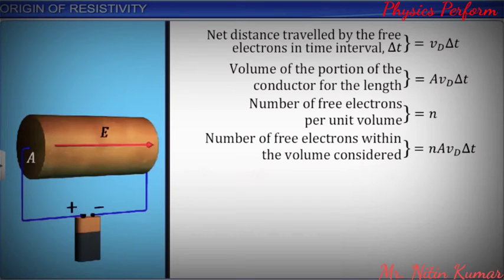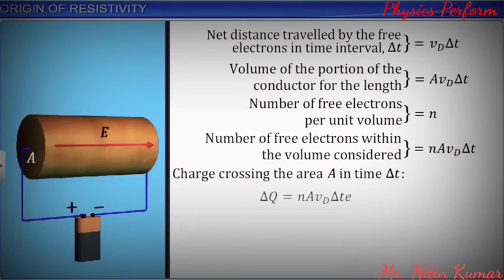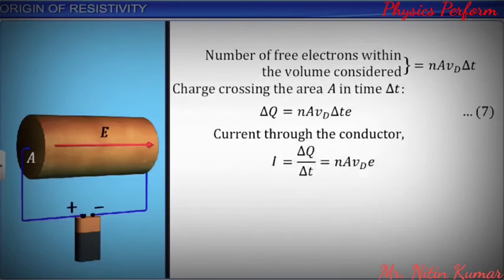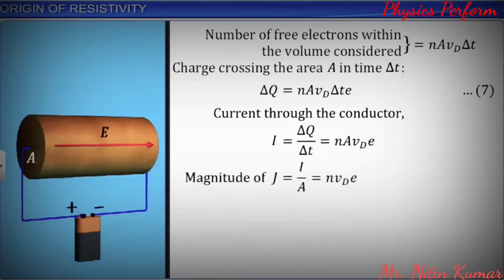Hence, the charge crossing the area A in time delta t is given by delta Q is equal to n A Vd delta t e. Let this be equation 7. From equation 7, we get current through the conductor I is equal to delta Q by delta t, which is equal to n A Vd e. Hence, the magnitude of the current density, J, which is equal to I by A, can now be written as equal to n Vd e. Let this be equation 8.